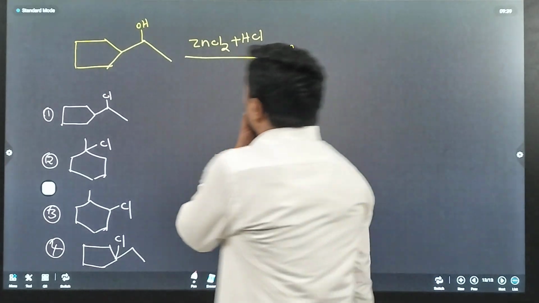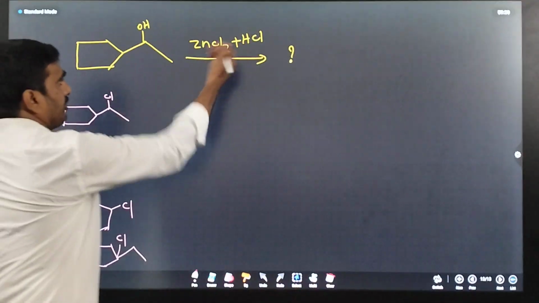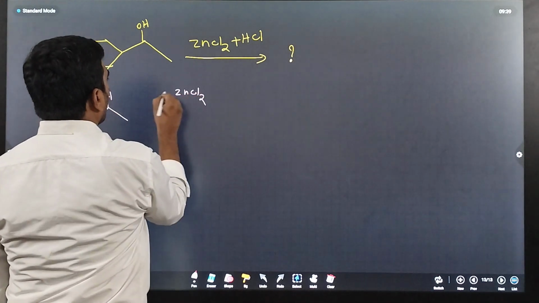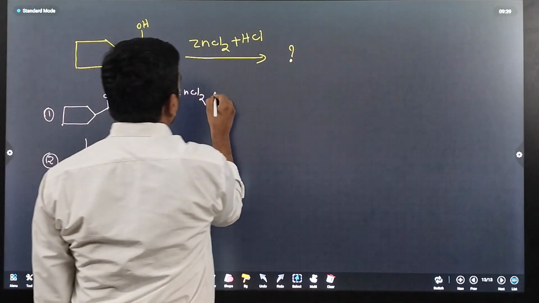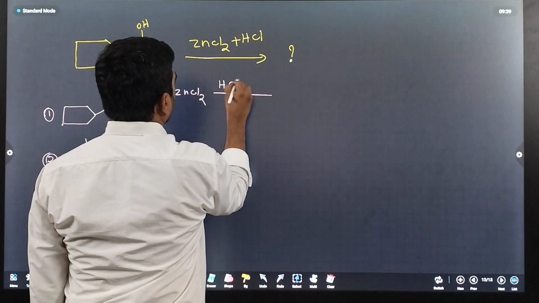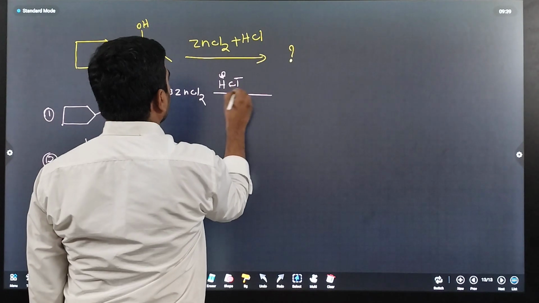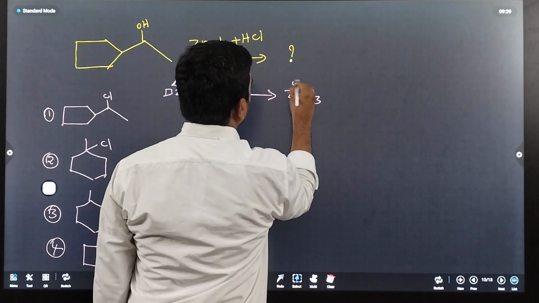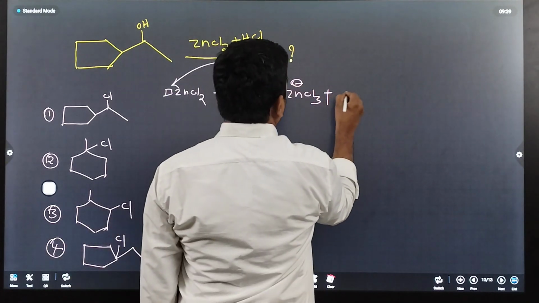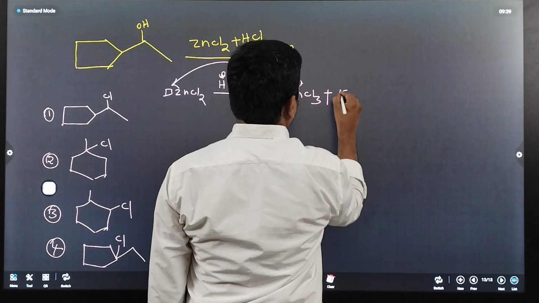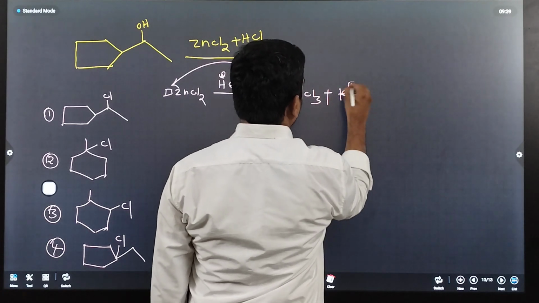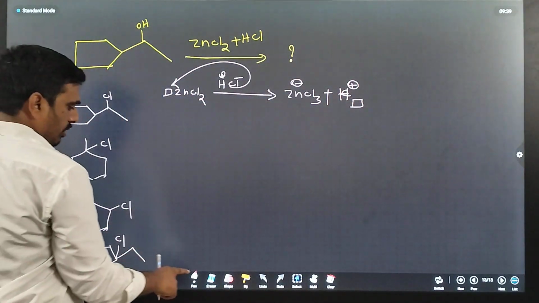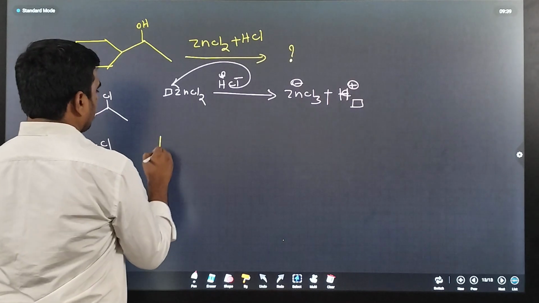We know the mechanism. Generally, ZnCl2 is a Lewis acid, that means it has an empty orbital. HCl gives Cl minus and H plus. This Cl minus is accepted, forming ZnCl3 minus, and H plus. H plus is a Lewis acid because of its empty orbital.